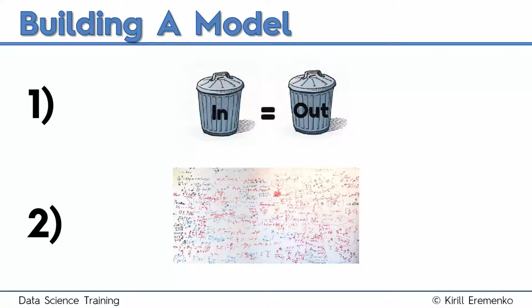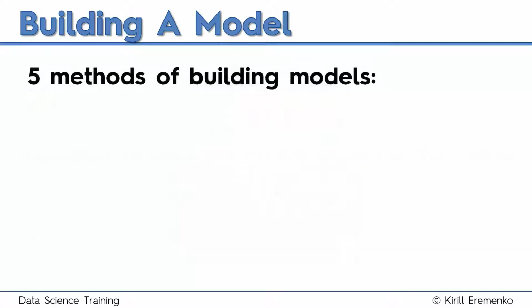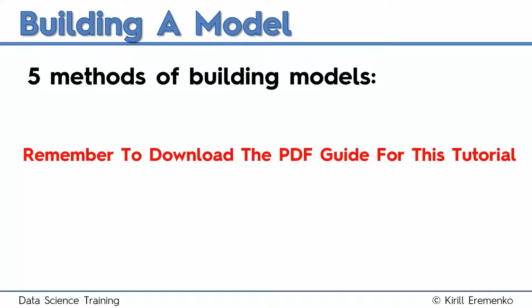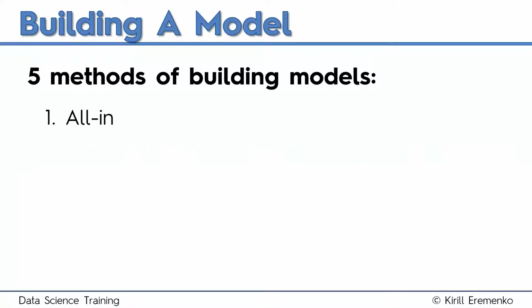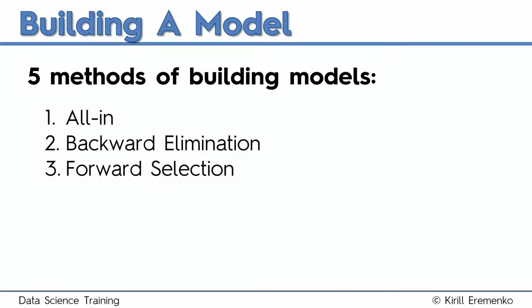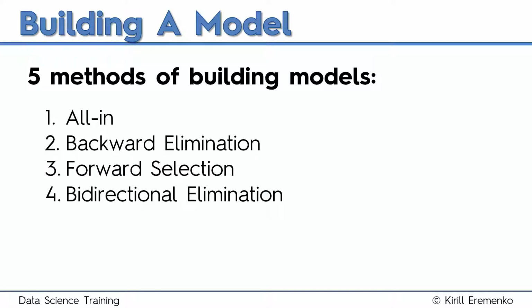So how do we construct a model? This is the process of building the model, selecting the right variables. Well, there are five methods of building models that we're going to discuss. Number 1 is all-in. Number 2 is backward elimination. Number 3 is forward selection. Number 4 is bidirectional elimination. And number 5 is score comparison. We're going to talk about each one of them just now.